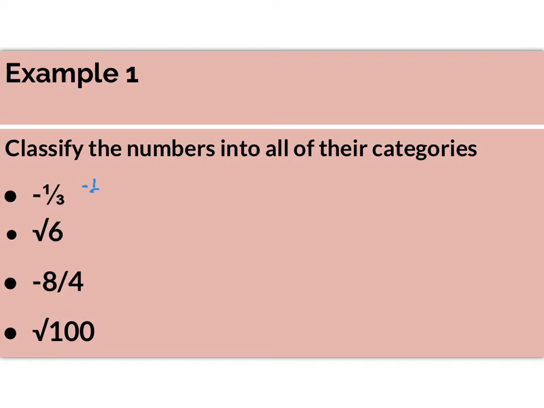Negative 1/3 is 0.33 repeating, and that is rational because it is a fraction or a decimal. The square root of 6. 6 is not a perfect number. It's not 1, 4, 9, 16, 25, 36, so on and so forth. So this is irrational. Negative 8/4 gives us negative 2, which is an integer.